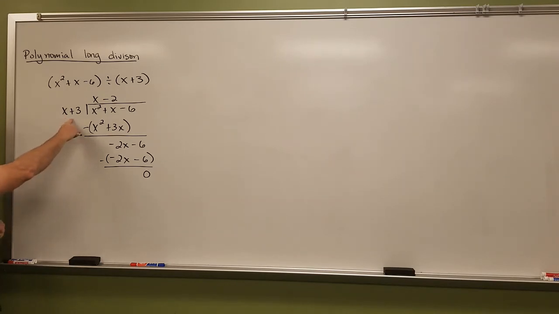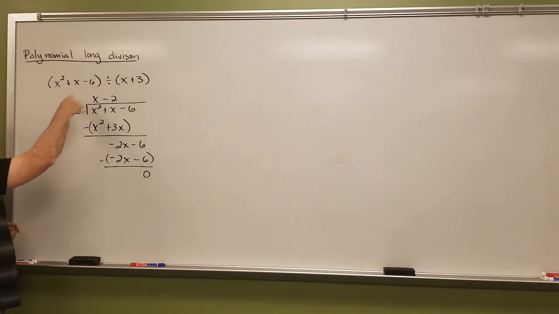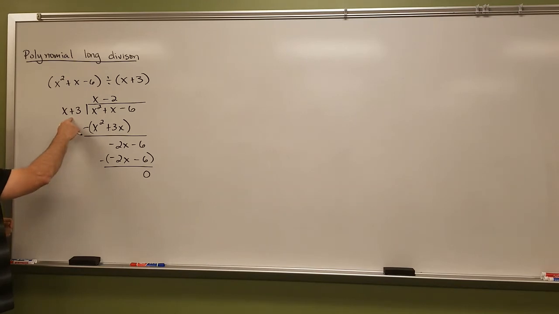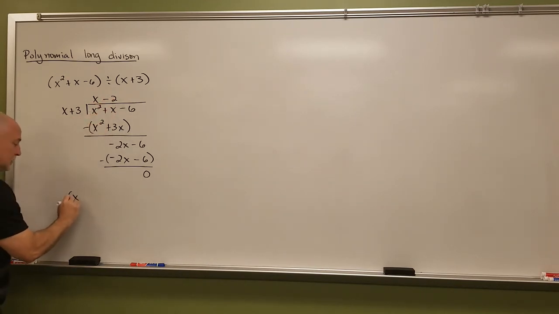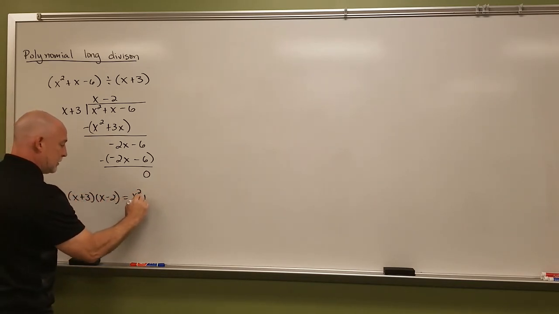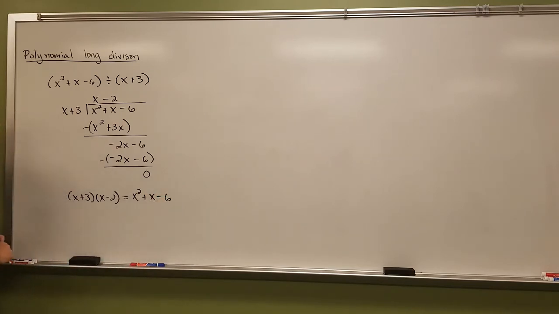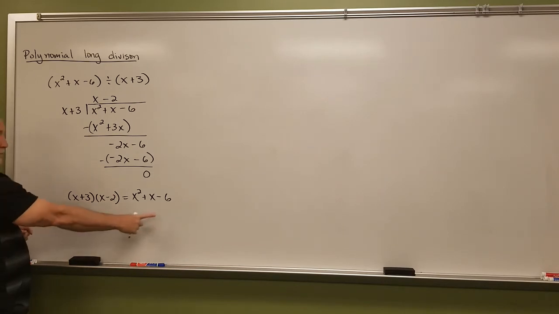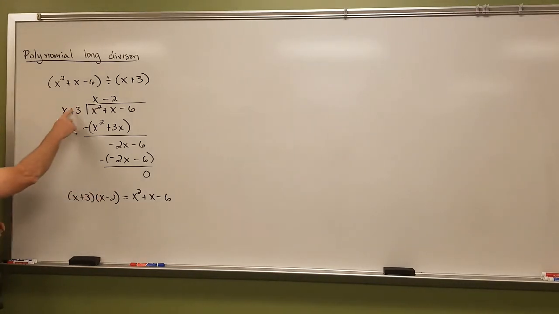Which means x plus 3 goes into x squared plus x minus 6 evenly, and it goes in x minus 2 times. Now remember the relationship between all these. Since x plus 3 goes into x squared plus x minus 6 this many times, that also means that x plus 3 times x minus 2 is x squared plus x minus 6. All right, so if it goes in evenly, we've actually managed to factor that original polynomial, because we found two factors that go evenly into that polynomial.